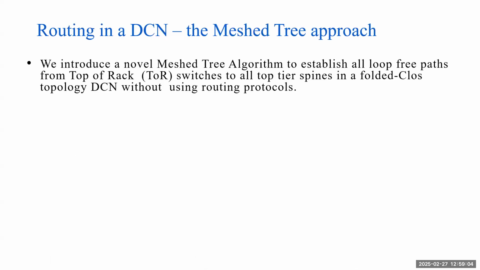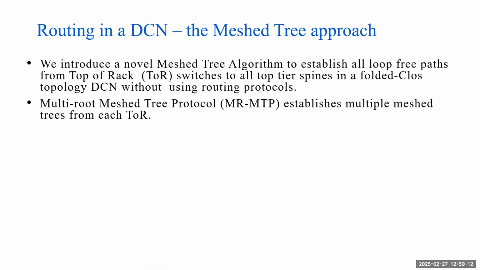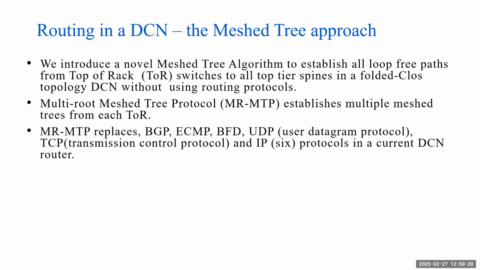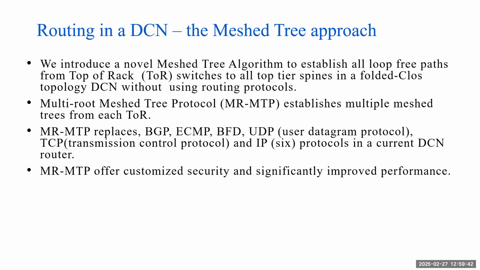Our approach to routing in a data center network uses a mesh tree algorithm, which was invented by us, and our MR-MTP protocol establishes all possible trees from each TOR to the top tier spines using the mesh tree algorithm, without forming any loops and without using routing protocols. MR-MTP thus replaces BGP, ECMP, BFD, UDP required for BFD, and TCP required for BGP, a total of 6 protocols in a current DCN router.